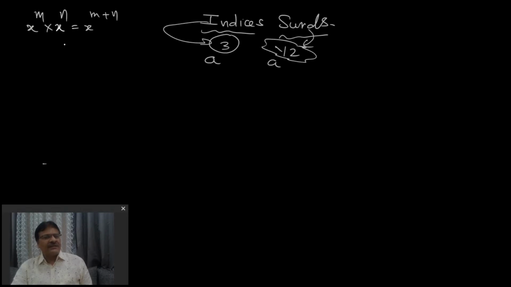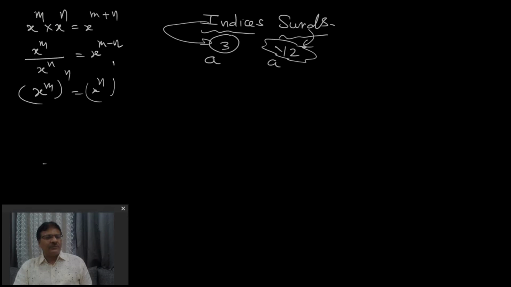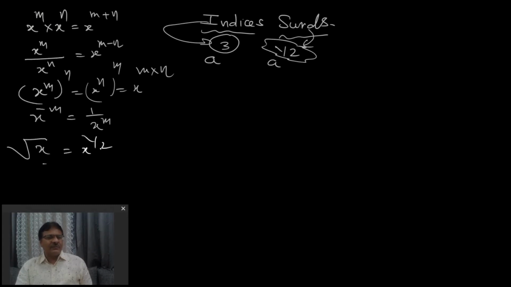x power m plus n. x power m divided by x power n is equal to x power m minus n. x power m whole to the power n is equivalent to x power n whole power m, that is equal to x power m multiplied by n. x power minus m is again equal to 1 upon x to the power plus m. Square root of x is always equal to x to the power 1 by 2, and mth root of x will be treated as x to the power 1 by m.